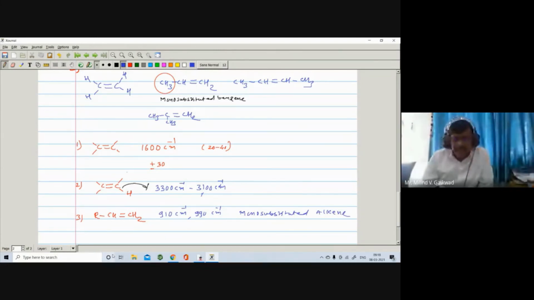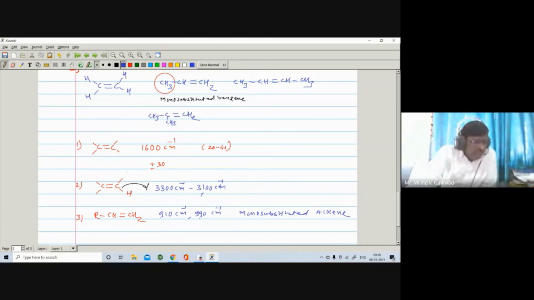Now, can you tell me whether they are due to the stretching vibration or bending vibration? Is it due to C-H stretching or bending? S for stretching, B for bending. Quickly tell me, stretching or bending. Stretching means the internuclear distance increases or decreases. Bending means the distance remains the same, but they move in the plane and the internal angle gets changed. So is 910, 990 due to stretching or bending?